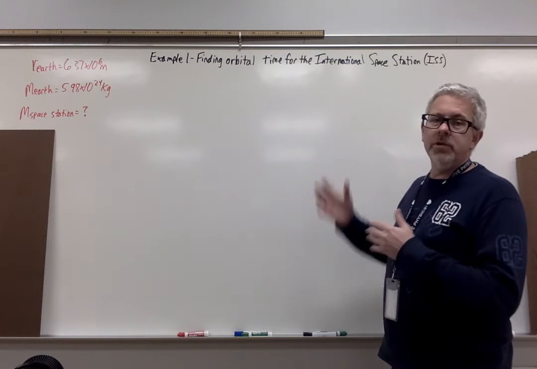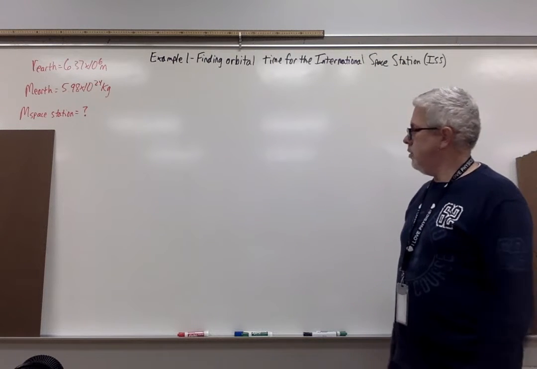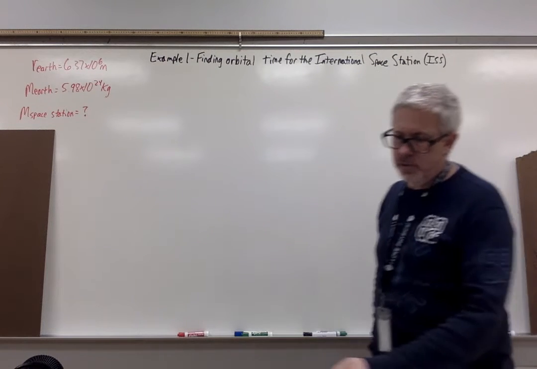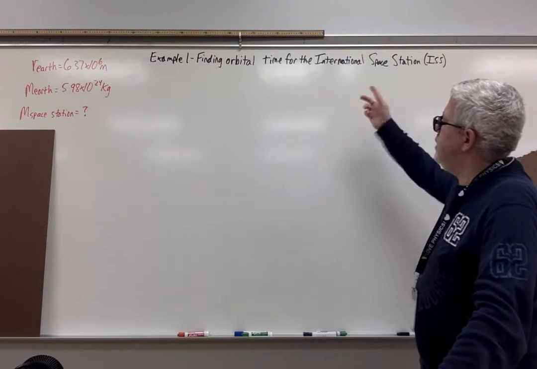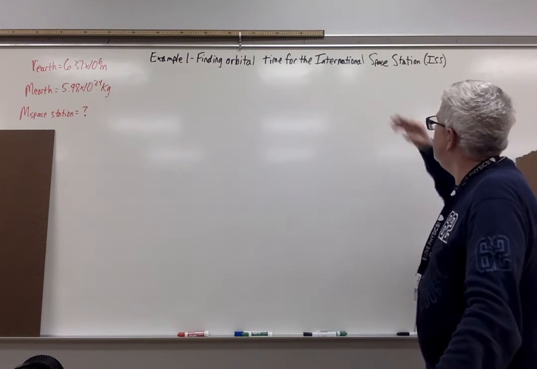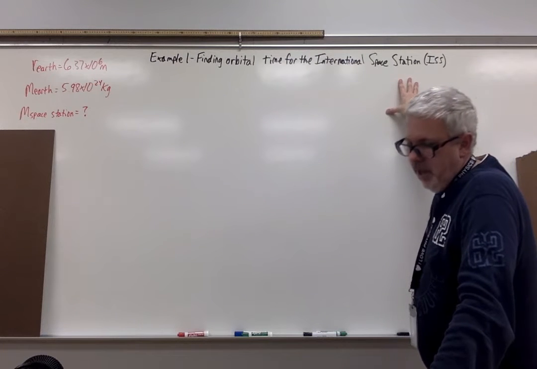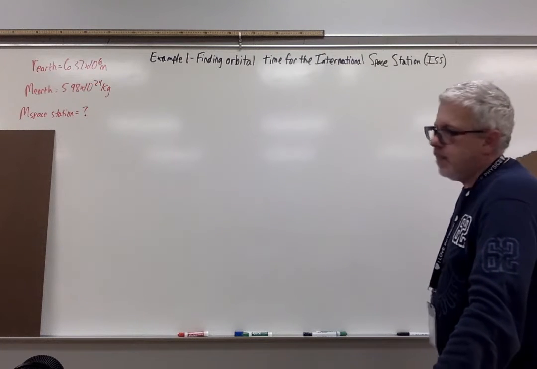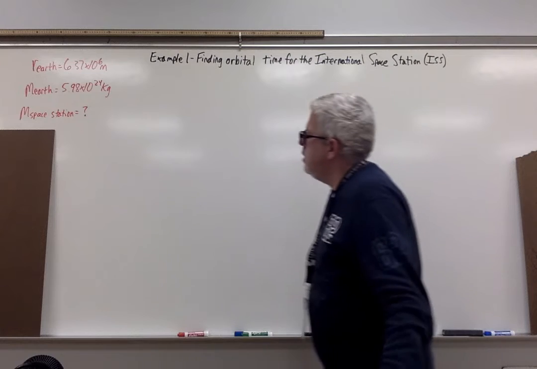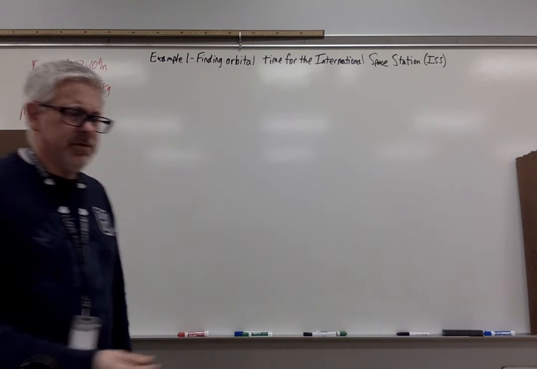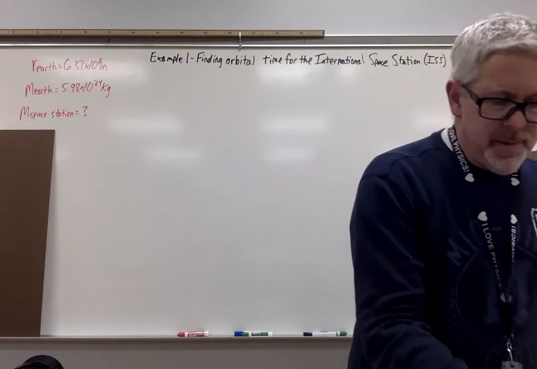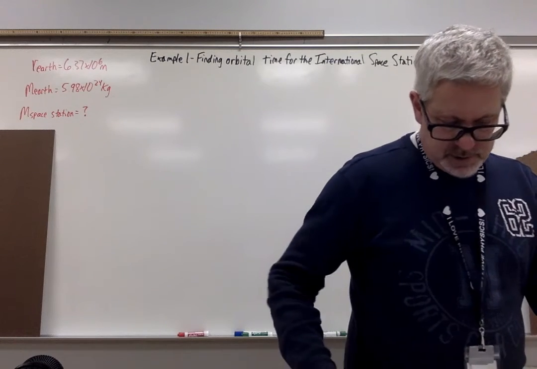All right, I'm going to be doing two examples of sample problems that go along with Chapter 13, which is universal gravitation. The first example is I'm interested in finding the orbital time for the International Space Station, that's the ISS. Things that I'm going to need to know, and I should look up to see if these are in your formula sheet or not. I doubt it. I do know it's somewhere in your textbook.